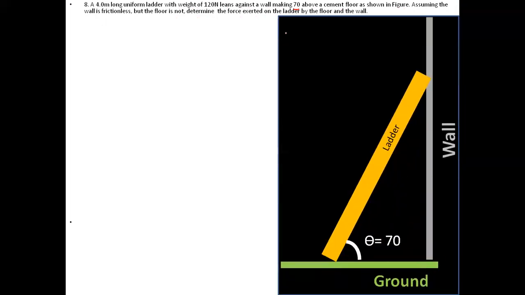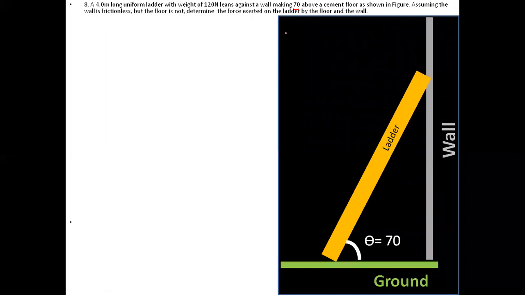This is a very important question. A 4 meter long uniform ladder with a weight of 120 Newton leans against a wall making 70 degrees above a cemented floor as shown in the figure, assuming that the wall is frictionless but the floor is not. Determine the force exerted on the ladder by the floor and the wall. Now in this case the situation is over here.